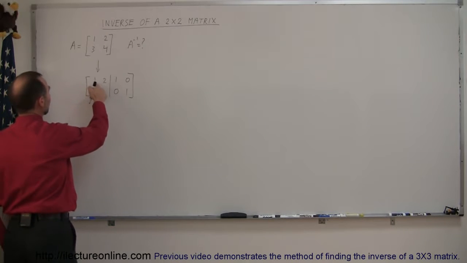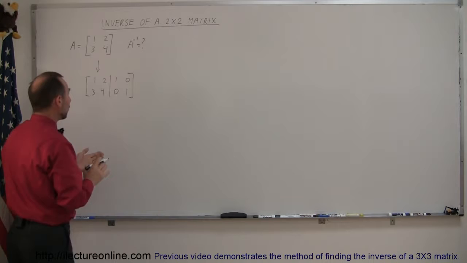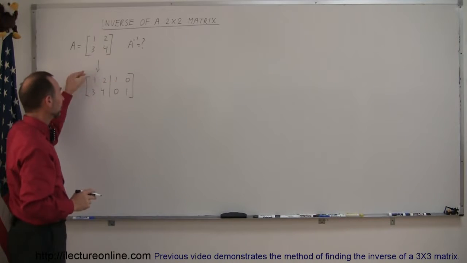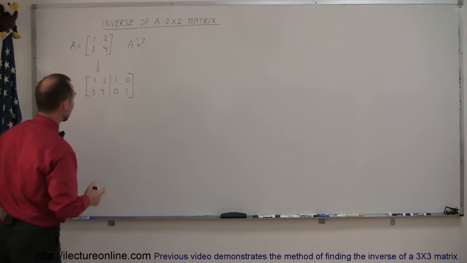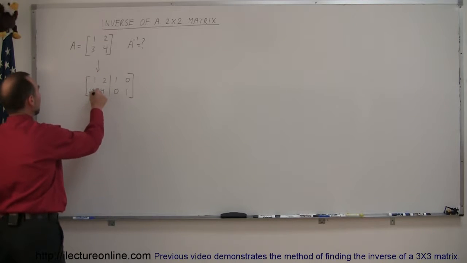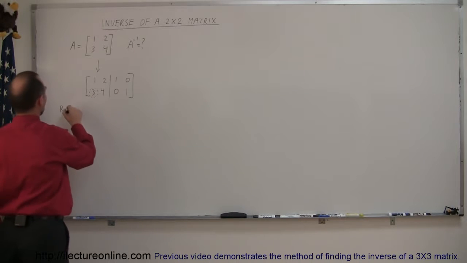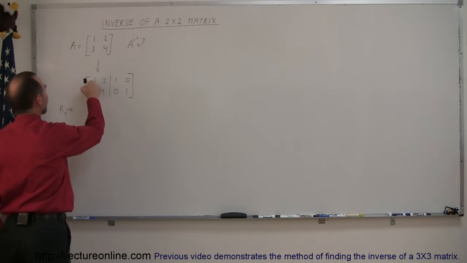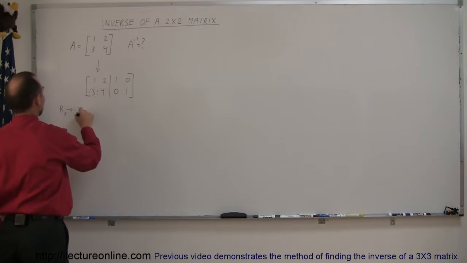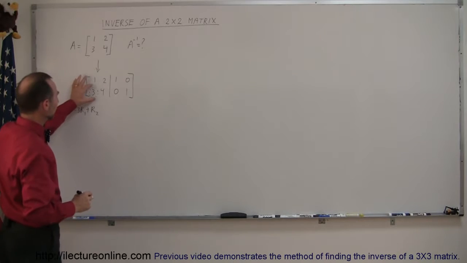The first thing you want to do is make sure that this upper left element is a 1. Since it's already a 1, we can leave it alone. If it wasn't a 1, we would take the whole row and divide it by whatever number that was. Now we want to get rid of this number right here. To do that, take the second row, where the 3 is, and replace it by the negative of this number multiplied times row 1. So negative 3 times row 1, added back to row 2. That will ensure that this becomes a 0.